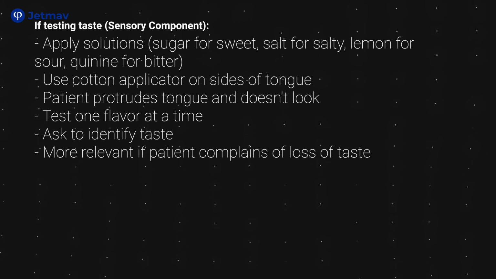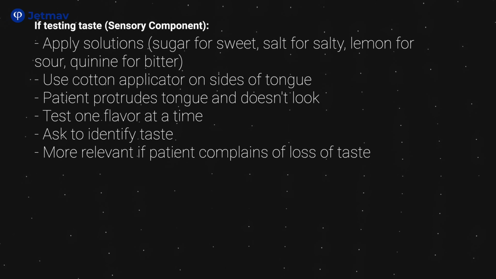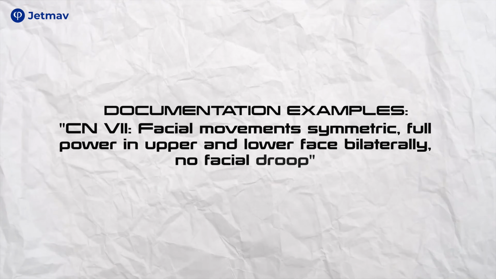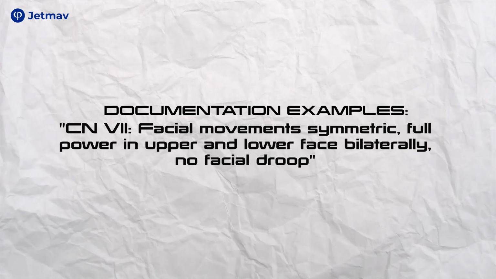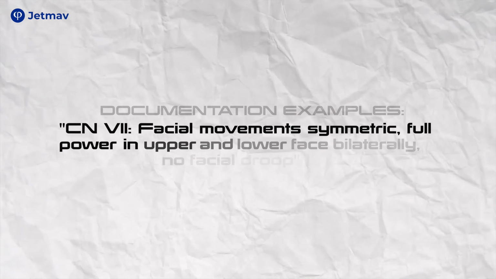That's how you test for the sensory division. But in most cases, asking the patient if there's any change in their taste can suffice in most OSCE scenarios. Now, when you're done testing the facial nerve, you can report it like this: facial movements symmetrical, full power in the upper and lower face bilaterally, no facial droop.